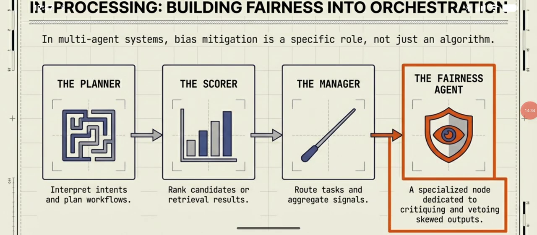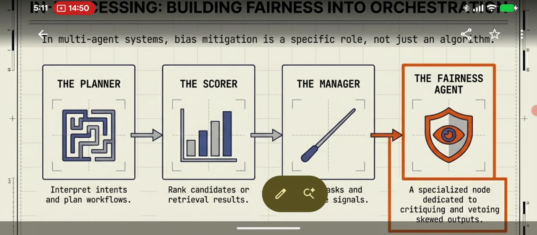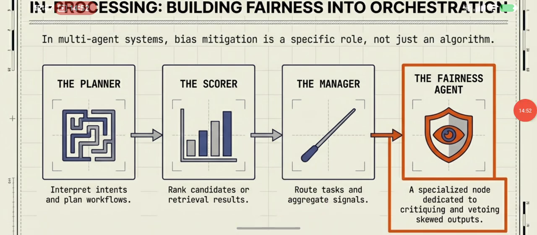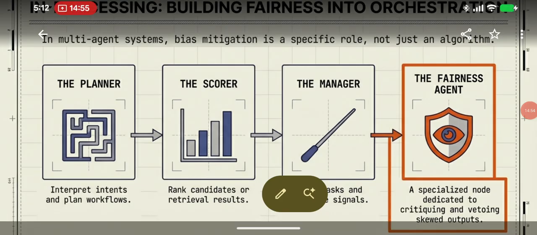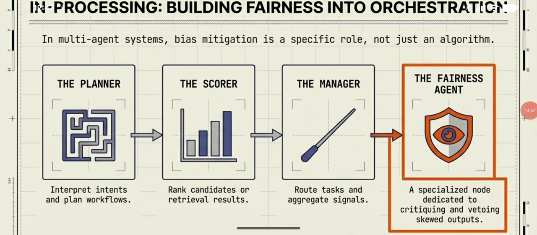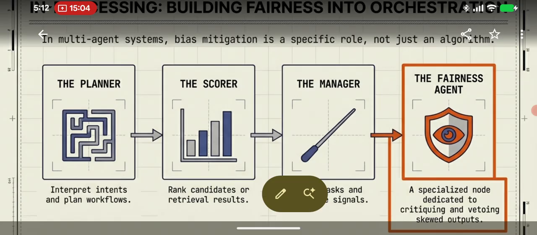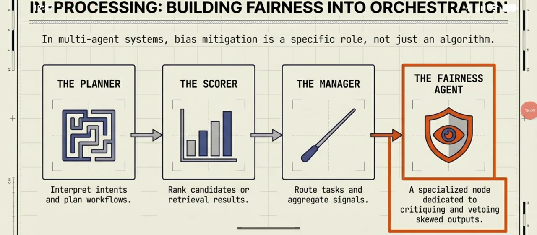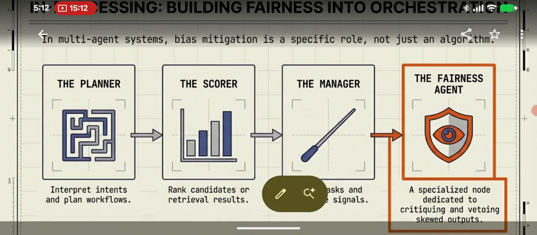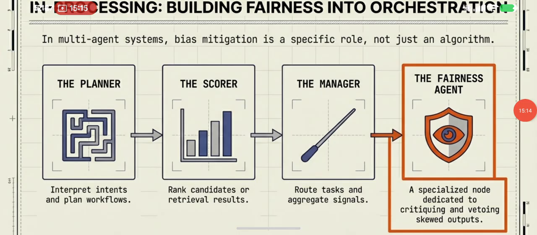So the next stage is in-processing. In a multi-agent system, we have the planners or the orchestrator which will take the input, then there will be the processing of the data information to get the output, and then the output is scored, and the manager manages it to route to different tasks, take the relevant actions, synthesize it, and then pass it to the fairness agent. So we should have a fairness agent before the guardrail in the in-processing stage of the solution.